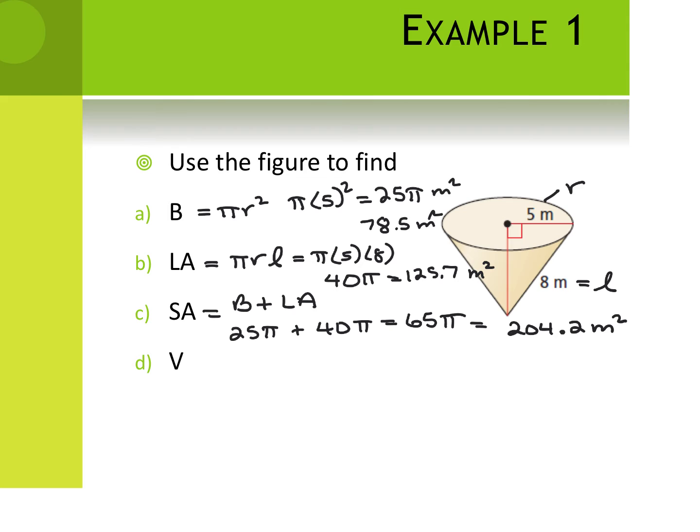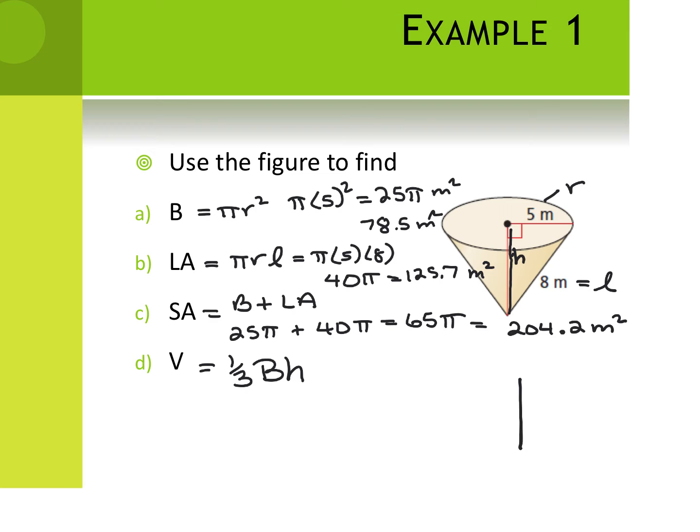And now lastly, the volume. The volume formula is 1/3 capital B times the height of the cone. Now notice we don't know the height of the cone. So we need to do Pythagorean theorem to find the height of the cone. So the height is located over here. Remember, it's that perpendicular distance.